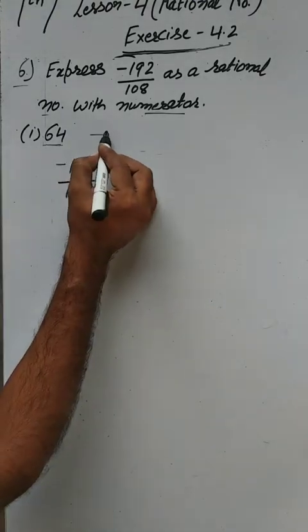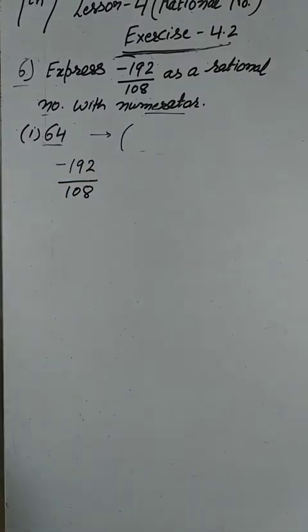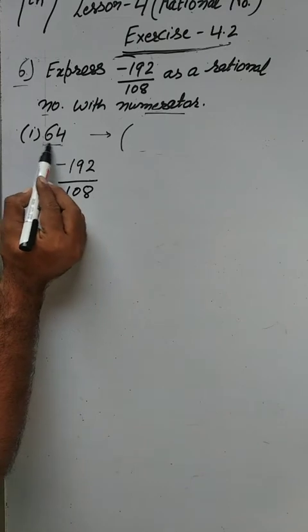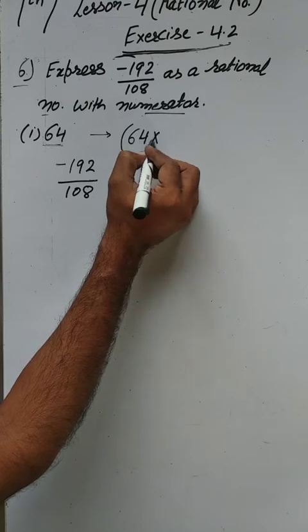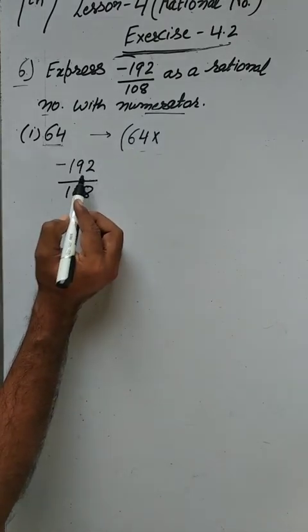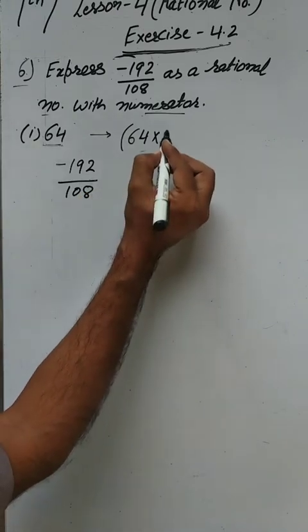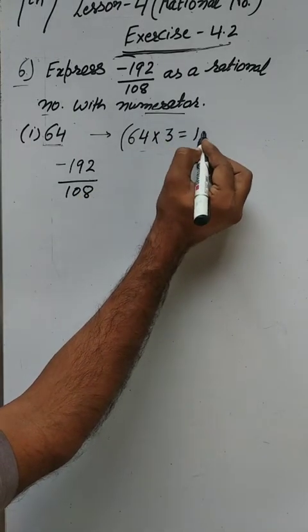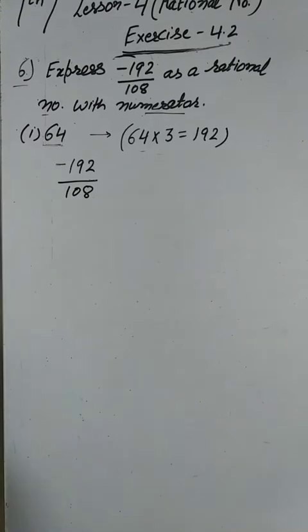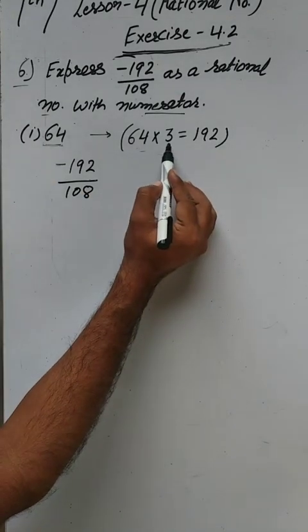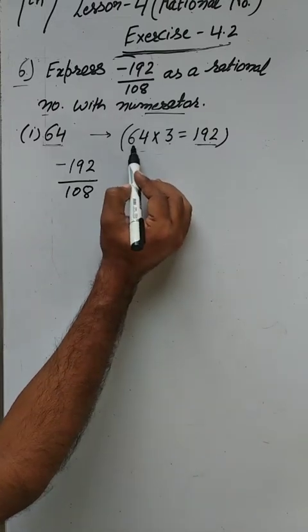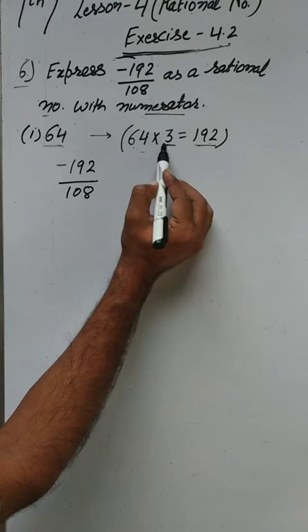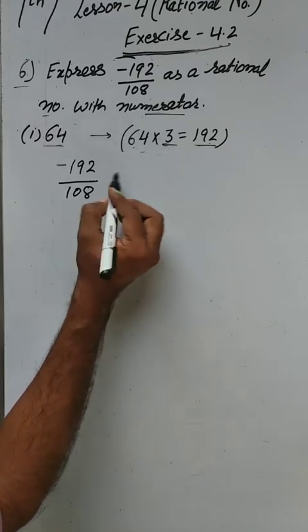How do I find that number? Now beta, you know that division is the converse of multiplication. From here I will find that number. With what number do I multiply 64 to get 192? If I multiply 64 with 3, then it is equal to 192. 64 multiplied by 3 is 192, and 192 divided by 3 will be 64. So I have to divide 192 by 3.